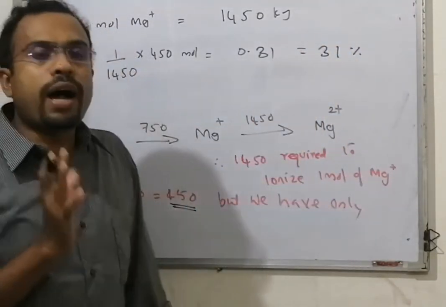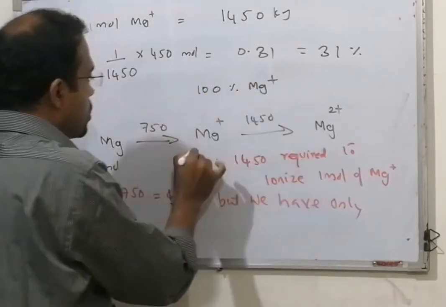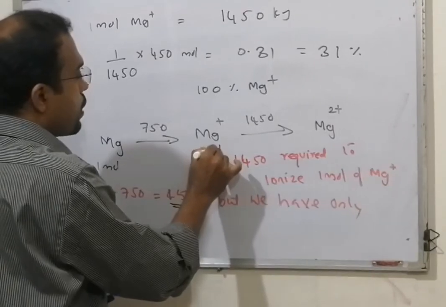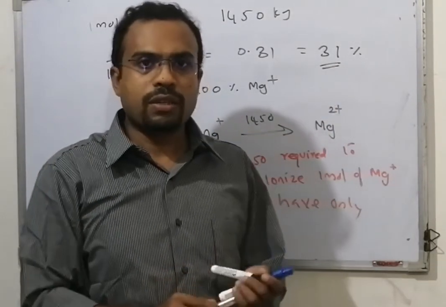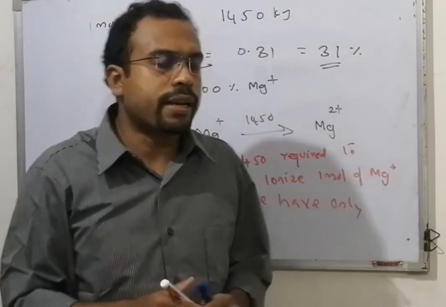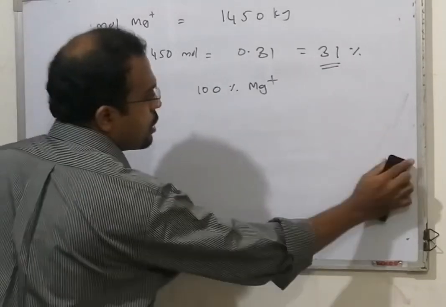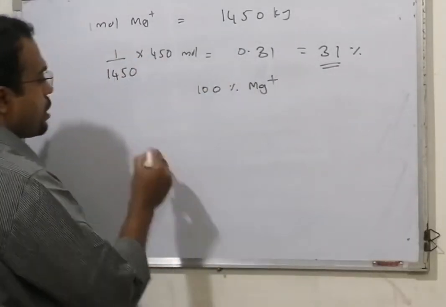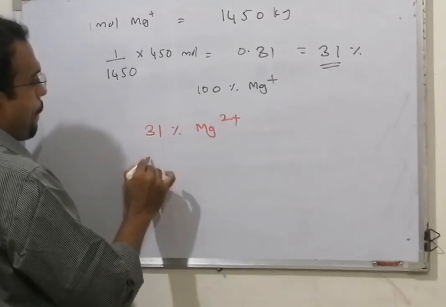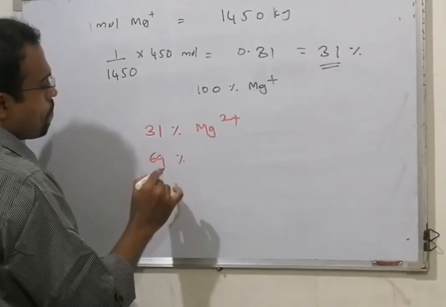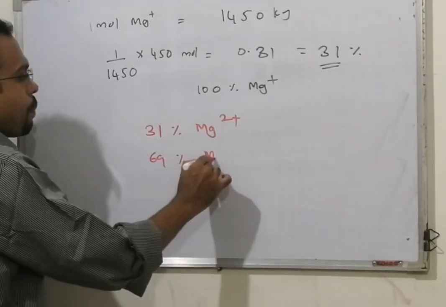Therefore, out of 100% Mg plus, only 31% is second ionized. Therefore, the composition is 31% Mg2 plus and 69% Mg plus.